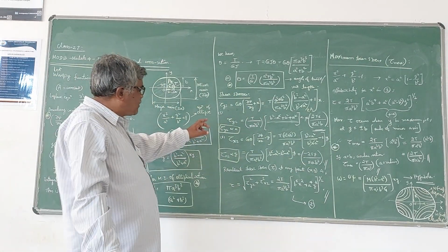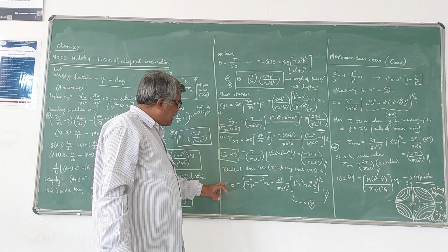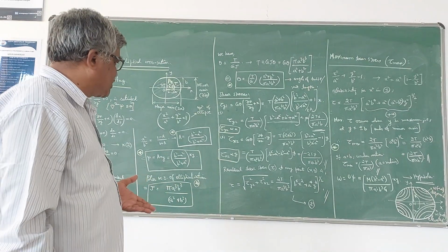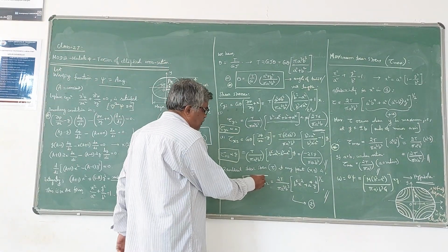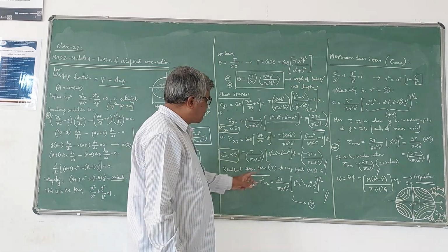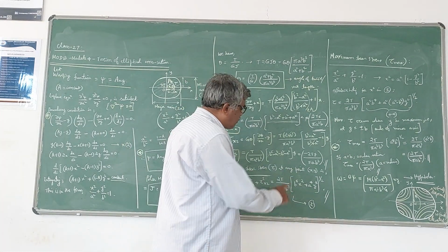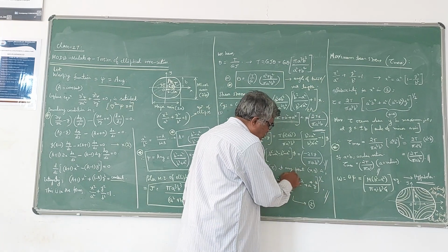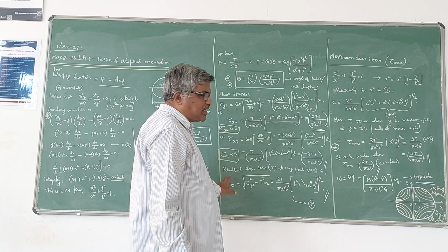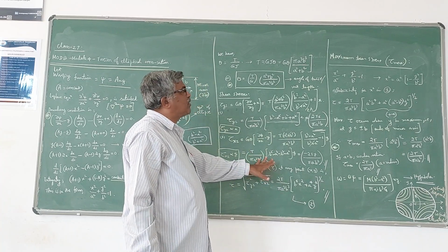So these two are the expressions for the shear stresses, and the resultant shear stress at any point x comma y, that is tau, can be found out by using this formula. So root of tau square yz plus tau square xz, if you substitute and simplify, you are going to get an expression like this, square root of this, to the power of half. This is the resultant shear stress at any point x comma y.